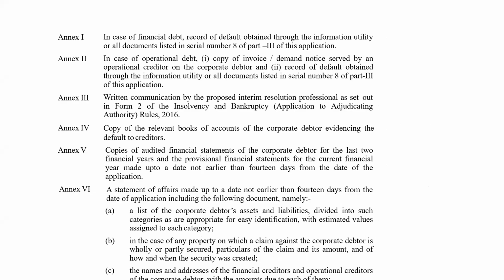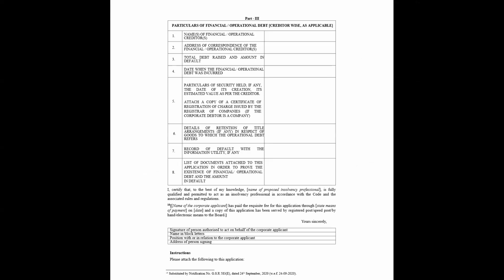How does the information utility give the record? In form number D, or all documents listed in serial number 8 of part 3 of this application. Now see what is given in serial number 8 of part 3: list of documents attached to the application in order to prove the existence of financial or operational debt and the amount in default. It could be a check bouncing case, it could be anything.